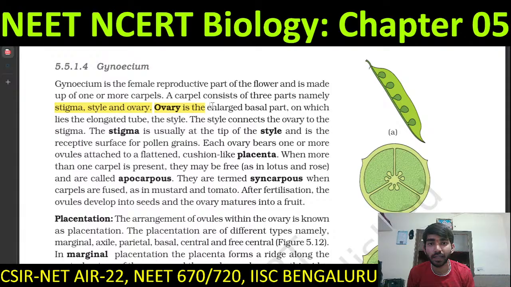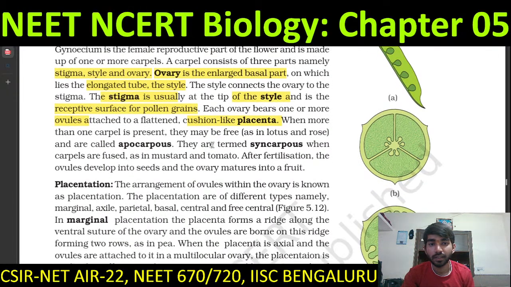The ovary is the enlarged basal part, on which lies the elongated tube, the style. The style connects the ovary to the stigma. The stigma is the tip of the style, the receptive surface for pollen grains. Each ovary bears one or more ovules attached to the flattened, cushion-like placenta. Similar to humans or other animals, there is a placenta here. Although it is not the same as that placenta, it is called placenta because it supports the growth of ovules.